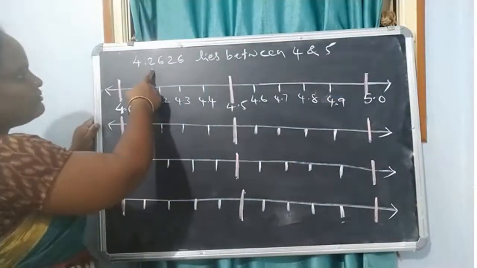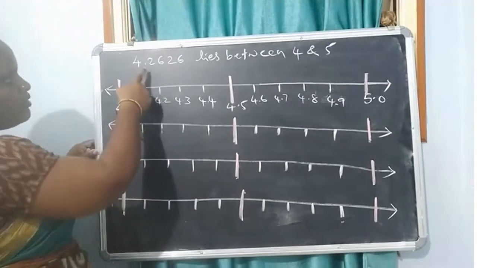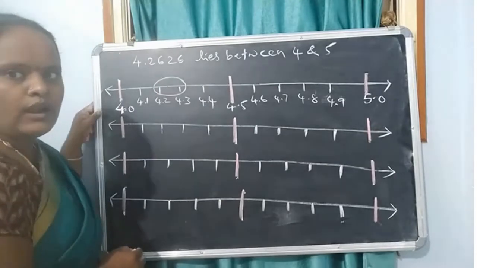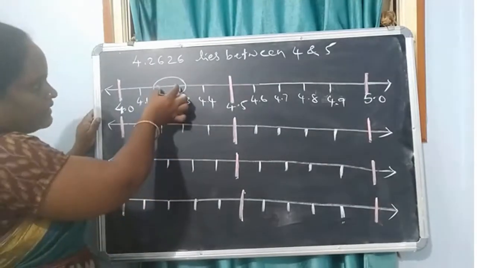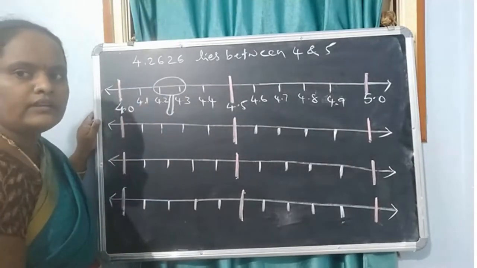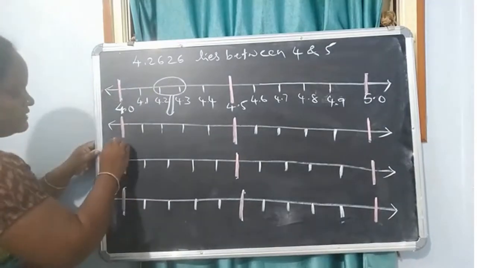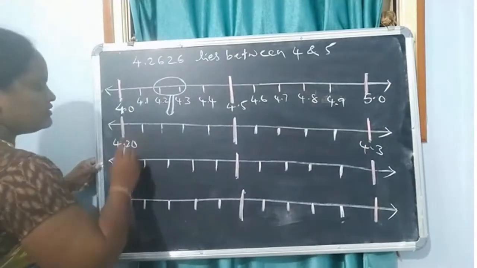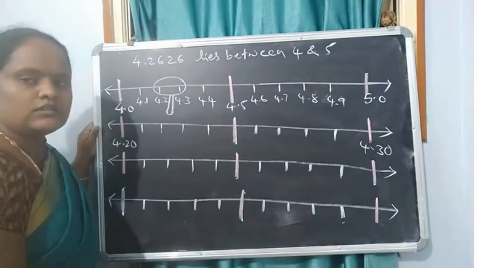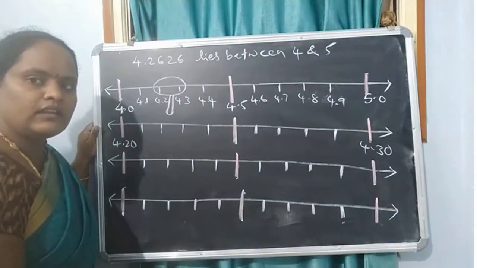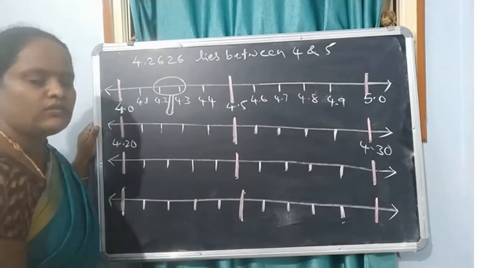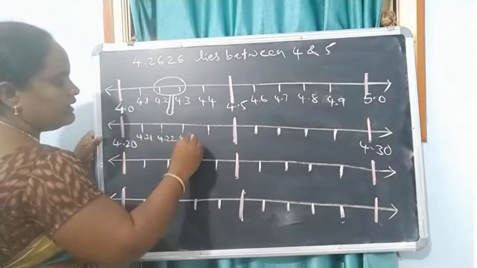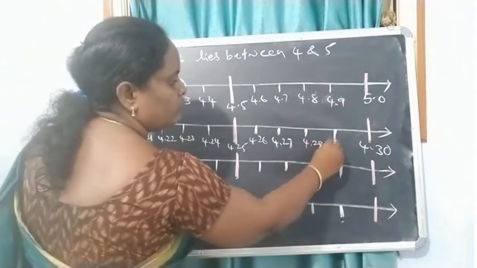Now if we observe 4.2626, it is after 4.2 and before 4.3. So it lies between 4.2 and 4.3. Let us expand the portion between 4.2 and 4.3 and see through a magnifying glass. So this is my 4.2 and this one is 4.3. I am going to write it as 20, 30 up to 2 decimal places. So 20 and 30, in between what are the numbers? 21, 22, 23, 24, like this. So 4.21, 4.22, 4.23, like this we can write up to 4.29.